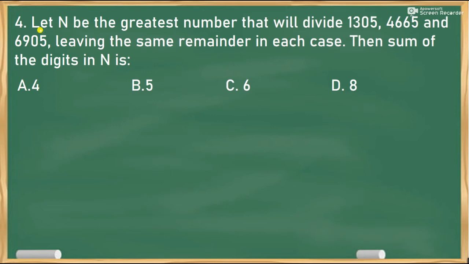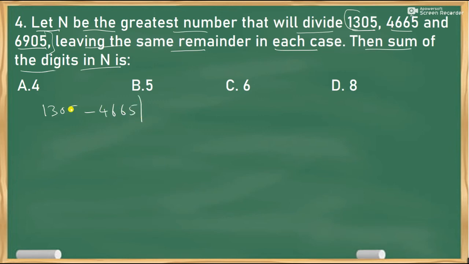Fourth one. Let n be the greatest number that will divide 1305, 4665 and 6905, leaving the same remainder in each case. Then the sum of the digits in n is. We have already seen this concept in the previous question. Whenever you have the concept of the same remainder in each case, you have to take the difference of these numbers. So 1305 minus 4665. What is the difference of this?